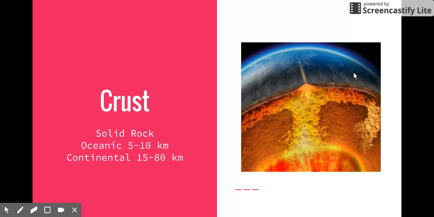That leaves the crust, the uppermost layer, and the part that we live on. And so it is composed of solid rock. The oceanic crust is much more dense and thin, only about 5 to 10 kilometers thick. Compare that to the continental crust, the part that we live on, which is much thicker, ranging between 15 and 80 kilometers thick.